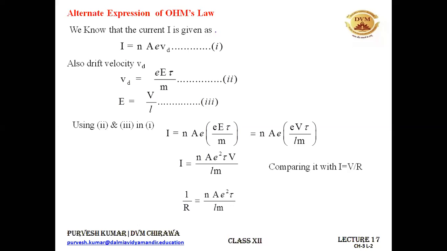All right. And finally, I can write that R is equal to mL divided by nAe² τ. So now you can see that the resistance of a conductor depends on this many quantities. All right. And we know that resistance also depends on the length as well as on the cross-section area, with the help of one formula, R is equal to ρL by A. So we will be using that formula in order to find the resistivity and the conductivity with this formula. I hope I'm very clear on this one.